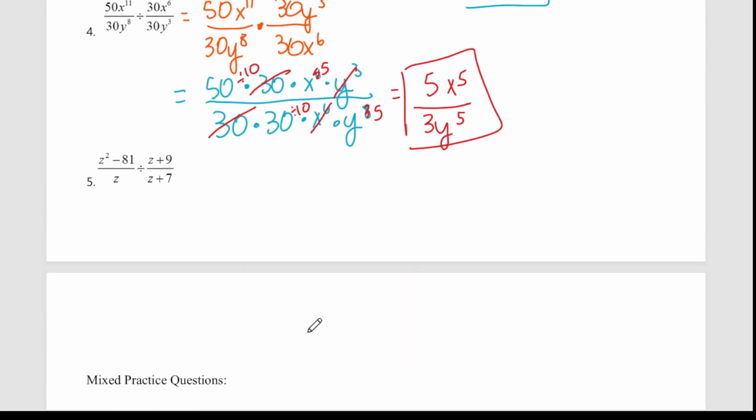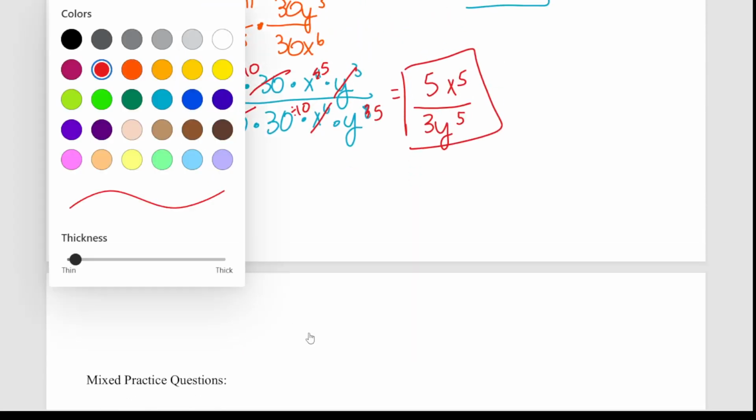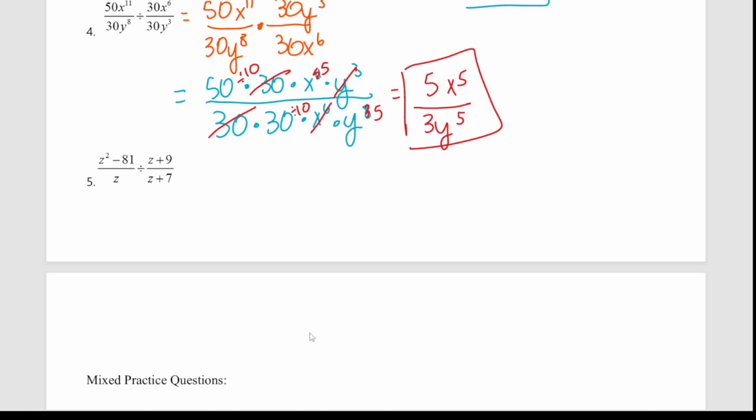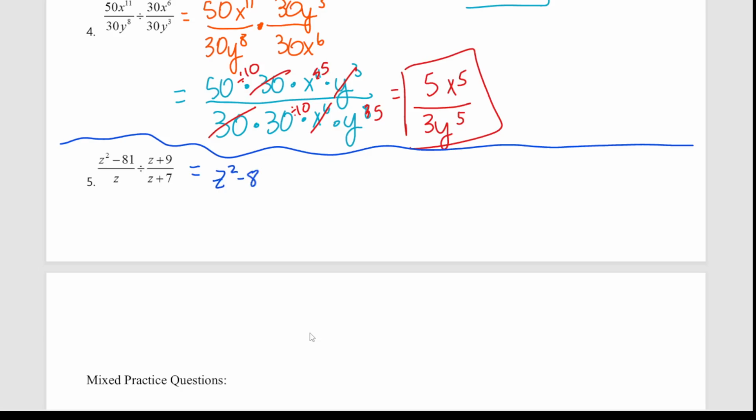The next one, I want to do the same sort of thing. So I want to go ahead and note where this is going to factor. Well, first you want to go ahead and change it to multiplication, then we're going to factor. So we'll have z squared minus 81 over z, so first term the same, times, so keep, change, flip, z plus 7 over z plus 9.